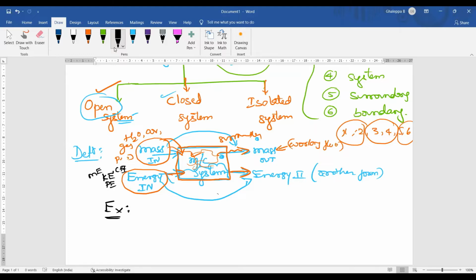It's a car engine. Car engine, very good. Car engine is a best example of an open system. So on what basis did you say car engine is an open system? Could you elaborate your answer?